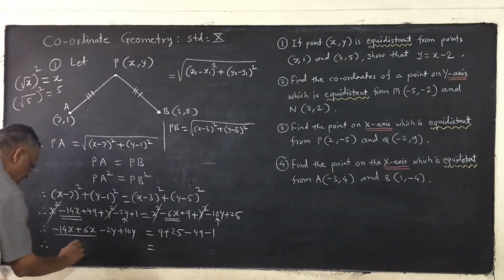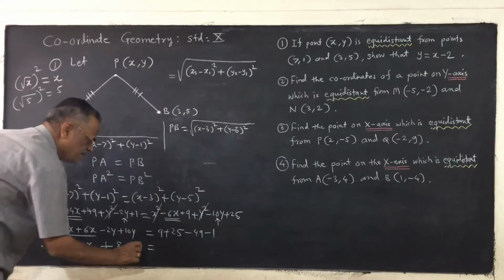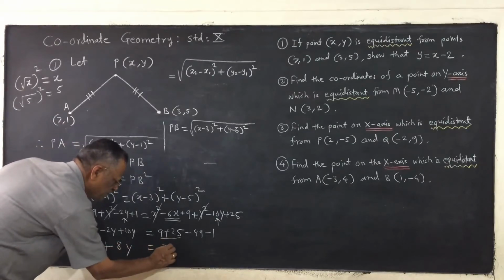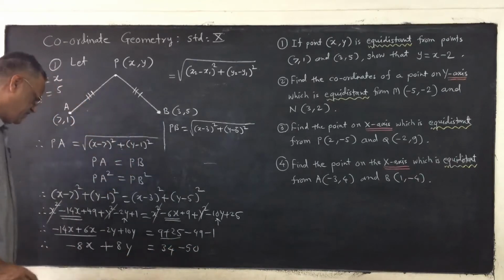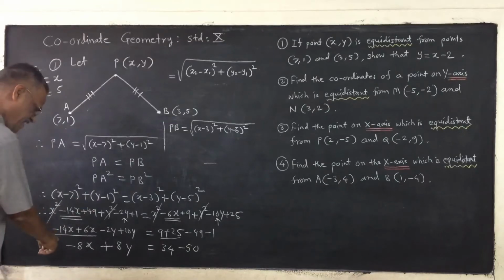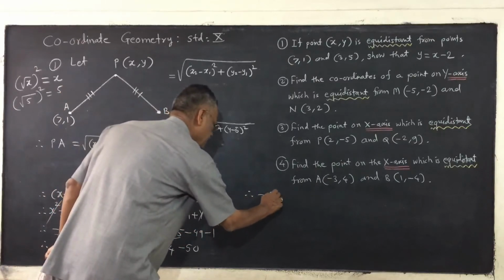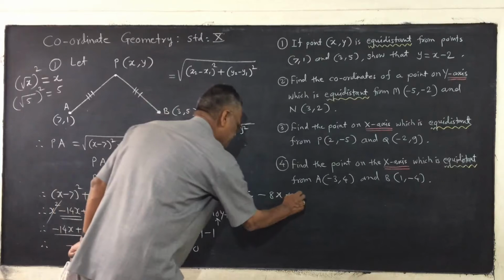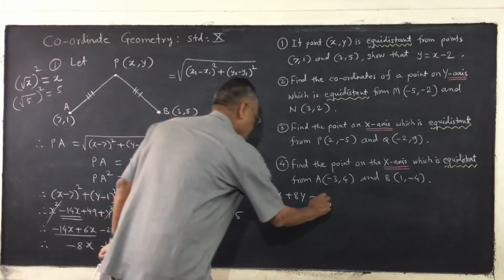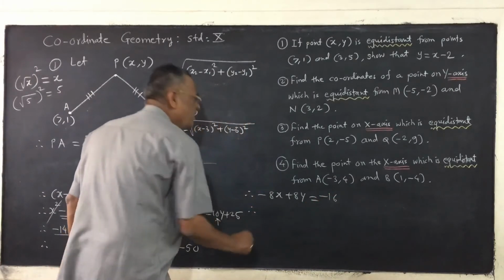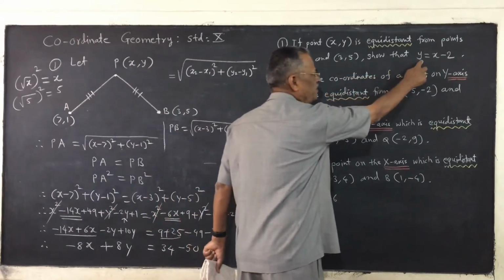So what is that? You are getting minus 8x plus 8y. You can see the total there. What is the total? 34 minus 50. So what is the next step you are getting there? I think minus 8x plus 8y is equal to, take the difference there, it is negative 16. Now to show that y is equal to x minus 2, we have to find out the relation.